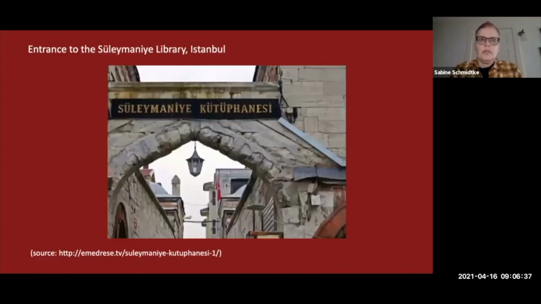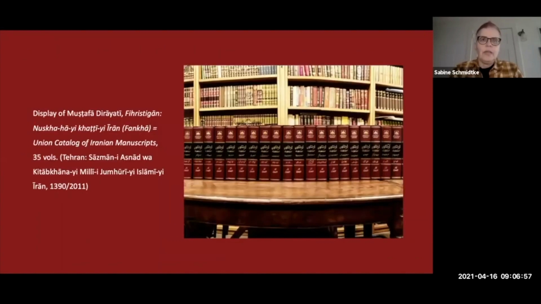The Süleymaniye Library in Istanbul, one of the most important libraries in Turkey, though just one among many, holds some 100,000 manuscripts in Arabic, Persian, and Ottoman Turkish, and the estimated number of Islamic manuscripts in all Turkish libraries is 300,000. The Union Catalogue of Manuscripts in Iranian Libraries, published in 2011 in 35 volumes, lists some 400,000 manuscripts in Arabic and Persian, not including the holdings of the many uncatalogued private collections in the country.